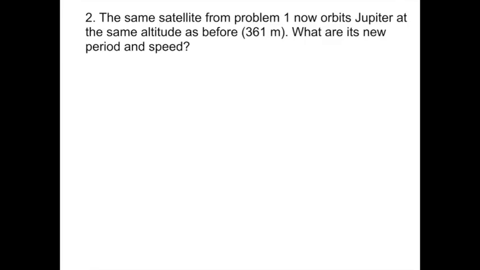Number 2. The same satellite from problem 1 now orbits Jupiter at the same altitude as before, which is 361, and I'm sorry, this should say kilometers. What are its new period and speed? So let's look at some known facts about Jupiter. We know that Jupiter's mass, or M sub J, is about equal to 1.9 times 10 to the 27th kilograms. We also have the radius of Jupiter, or R sub J, which is 7.25 times 10 to the 7th meters.